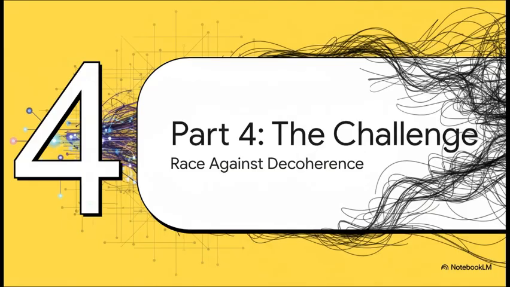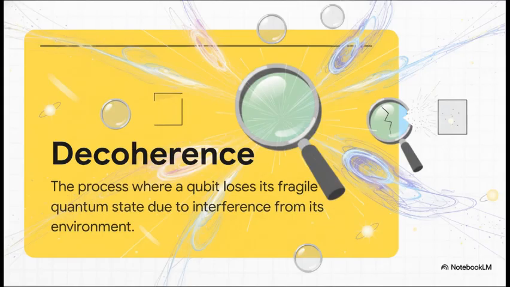So, this all sounds pretty amazing, doesn't it? It seems like we've got it all figured out. But there's a villain in our story. There's this huge fundamental challenge that every single quantum computer, no matter how it's built, has to face. And that brings us to the race. The race against something called decoherence.